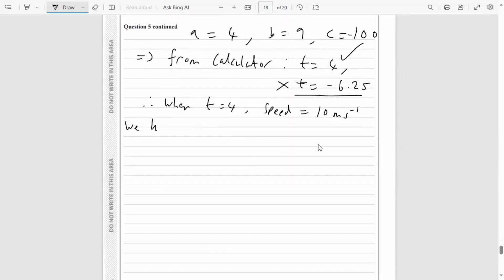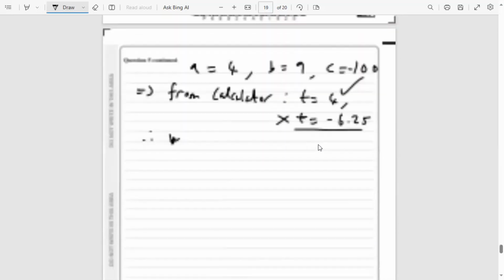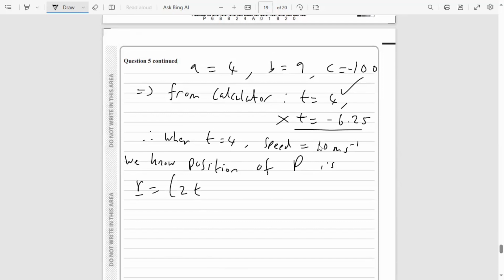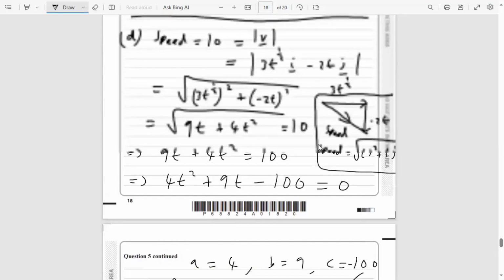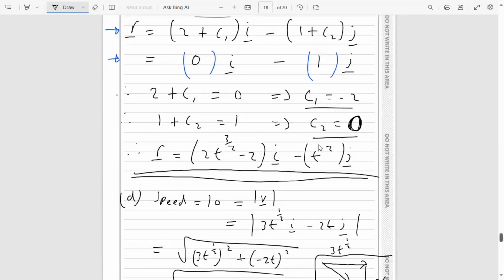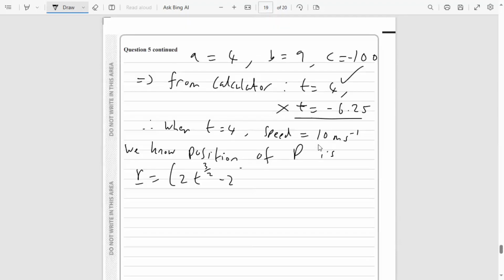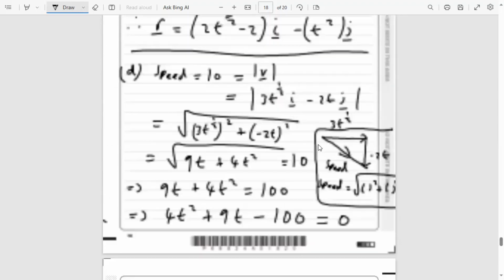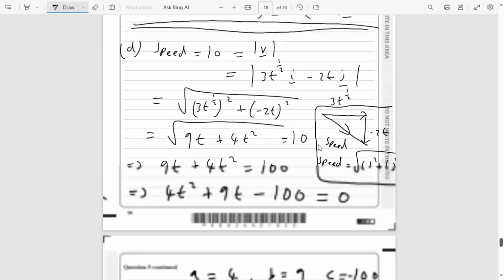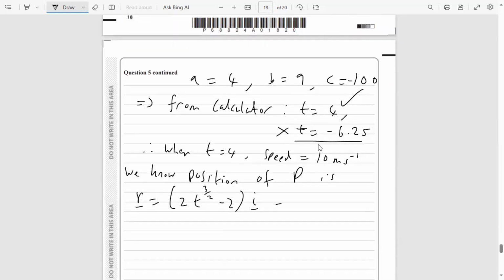So the position of our particle P is this vector here: r equals 2t to the power 3 over 2, minus 2, in our I direction. And in the J direction, it was minus t squared.